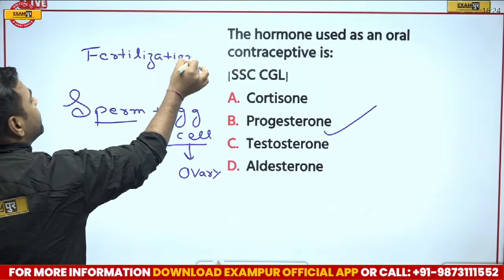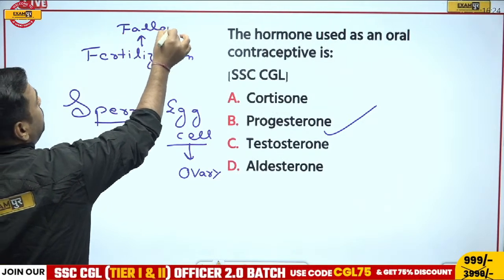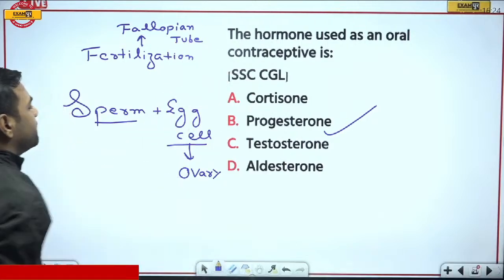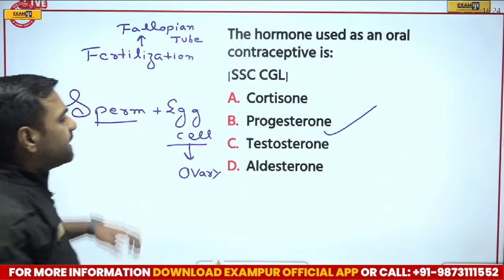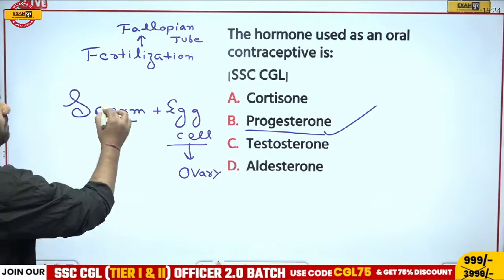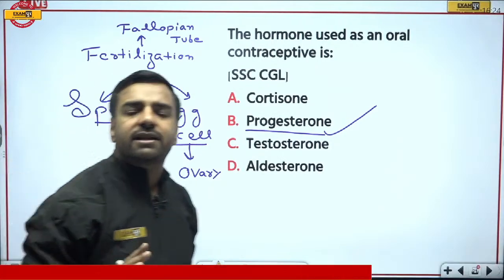And this fertilization takes place in the fallopian tube. All these questions are previously asked, please do not forget. In the fallopian tube, this particular fertilization takes place. Now what if there is a higher level of progesterone? It will not allow sperm cells and egg cell to fuse together and there would be no process of such fertilization.